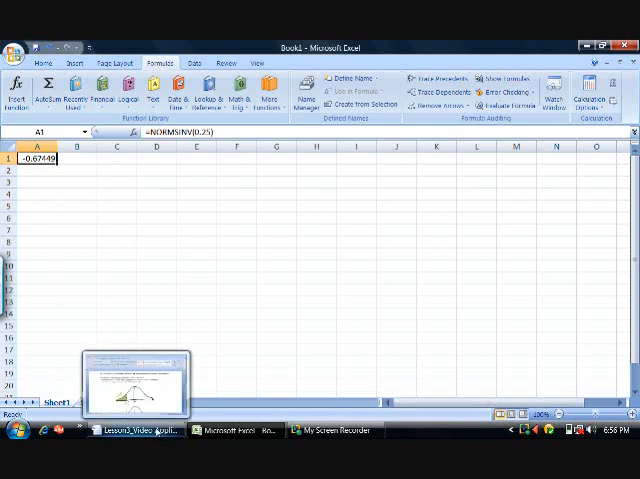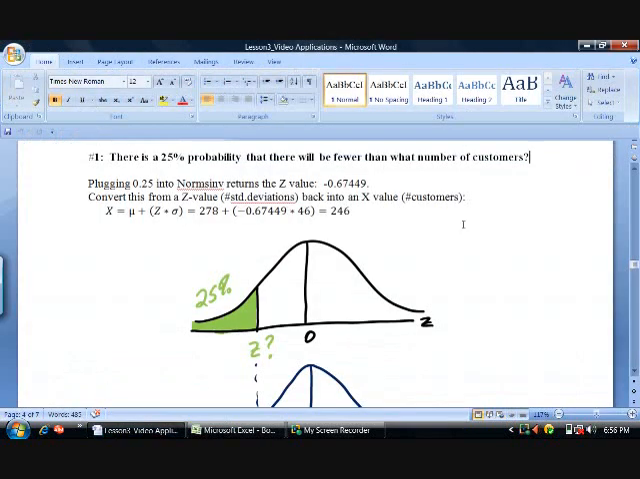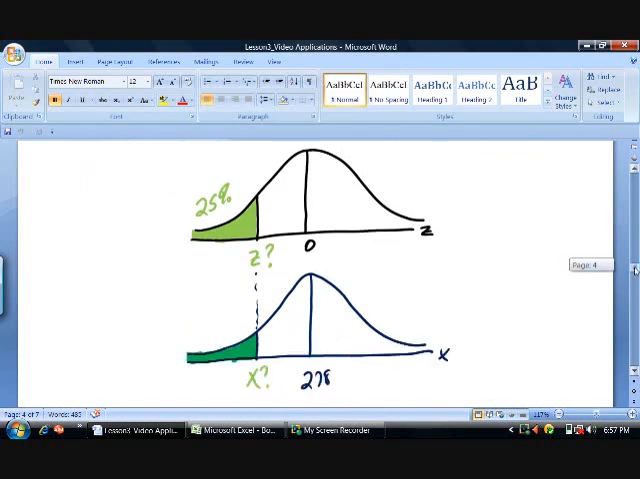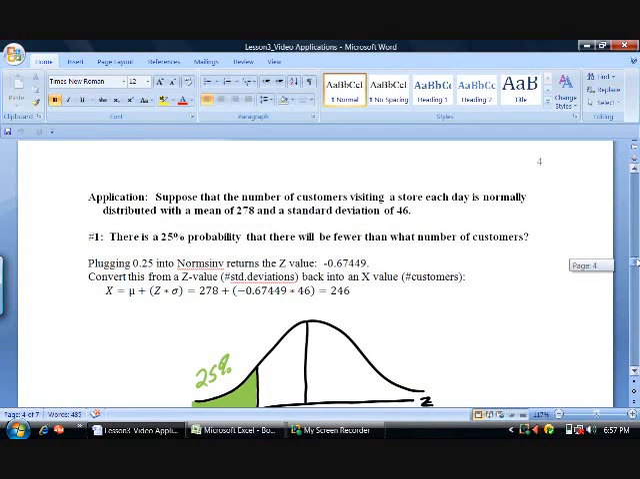If you give your manager a z value, he's going to look at you funny. If your manager tells you, I want a 25% probability there will be fewer than what number of customers, and you come back with a z value, what's a z? You have to convert it back into an x. So, I want the x that corresponds to this z of negative 0.67449. Alright, converting from a z value back into an x value, number of customers.